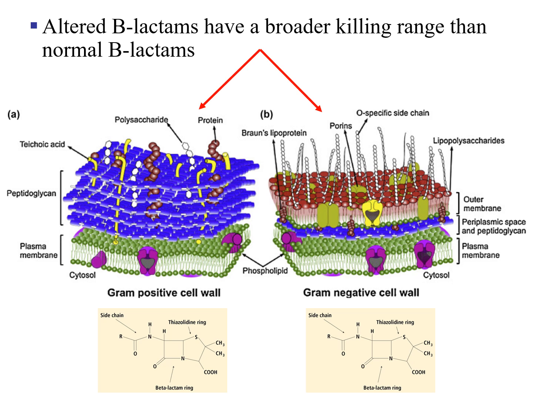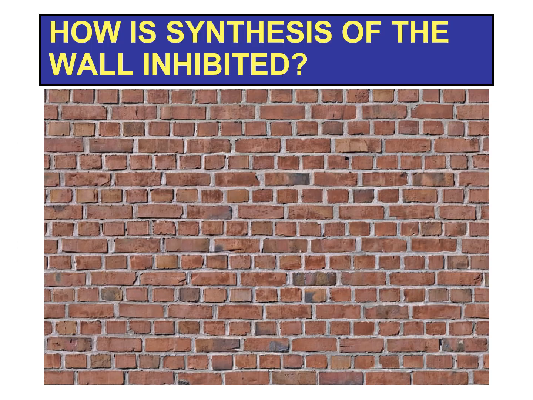Now, if we alter the beta-lactam, it is going to increase its killing capability. It'll make it have a broader killing range than the normal beta-lactam. So let's look at the wall and how the wall is synthesized. The bacteria is going to produce these bricks. These bricks are the N-acetylglucosamine and the N-acetylmuramic acid, or NAG and NAM. So from now on, I'll just call it NAG versus NAM.